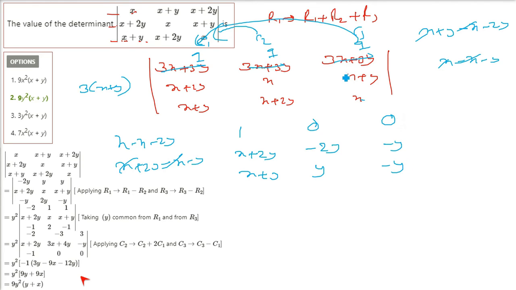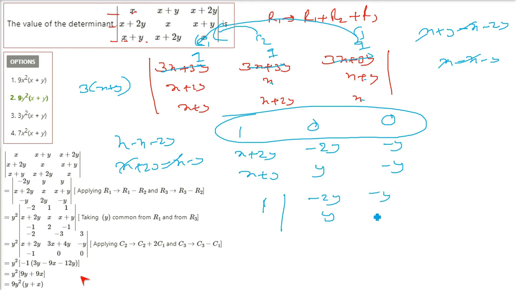So we'll open it using the first row, since we have 2 zeros here. Remember, we have 3 times x plus y already outside. So I am opening it using the first row here. So 1 into minus 2y, y, minus y, minus y. Now you can take y common from the first column and second column. So minus y I am taking from the second column, y from the first column. So what do you get? Minus 2, 1 and 1, 1. So minus 2 into 1 minus and minus 1. So minus 3 it is.